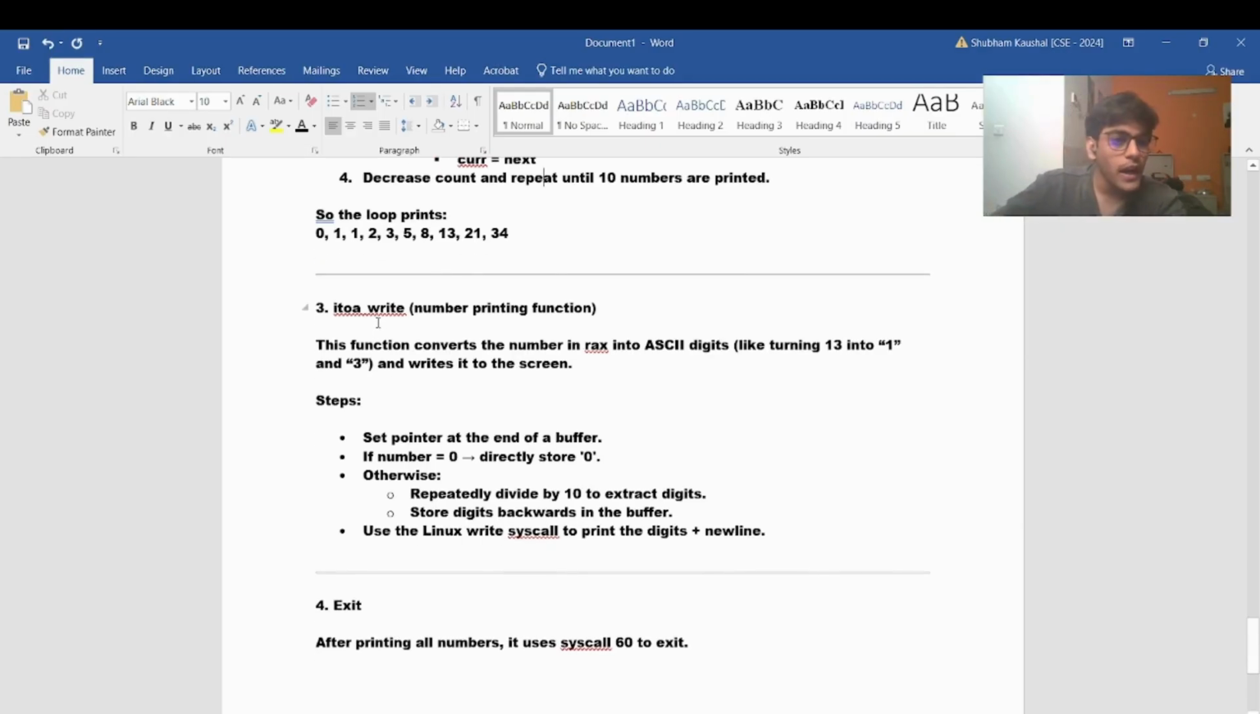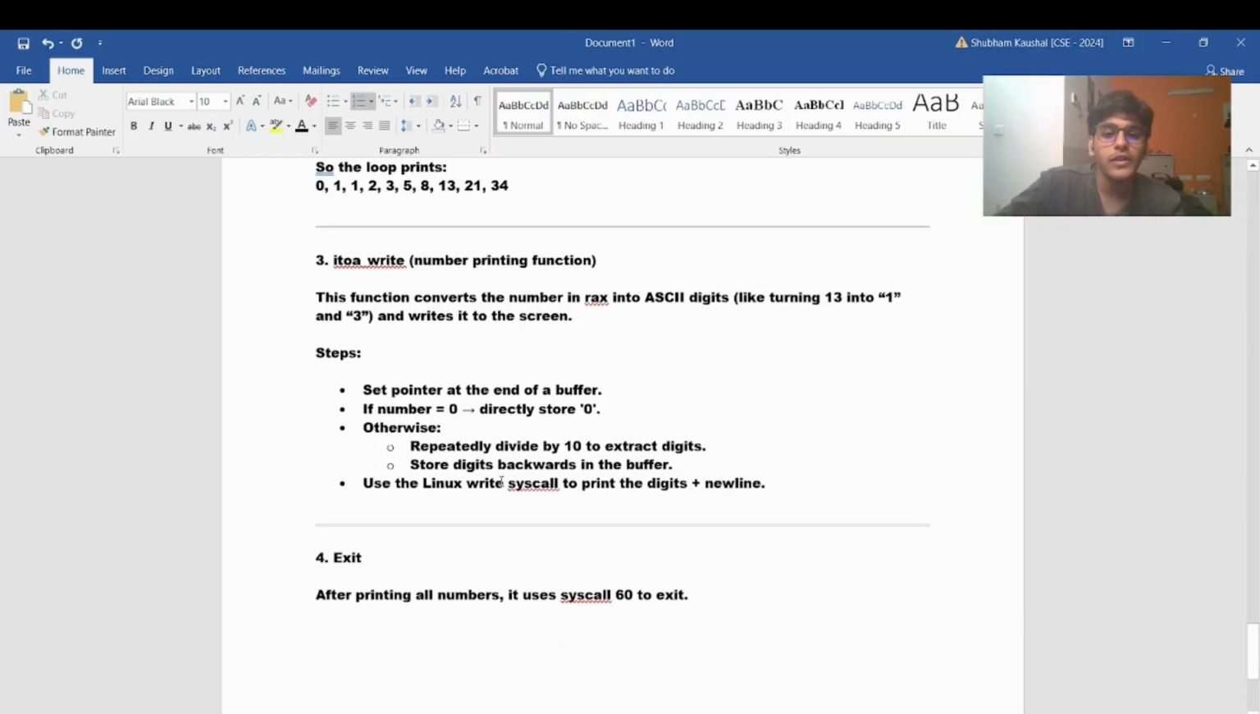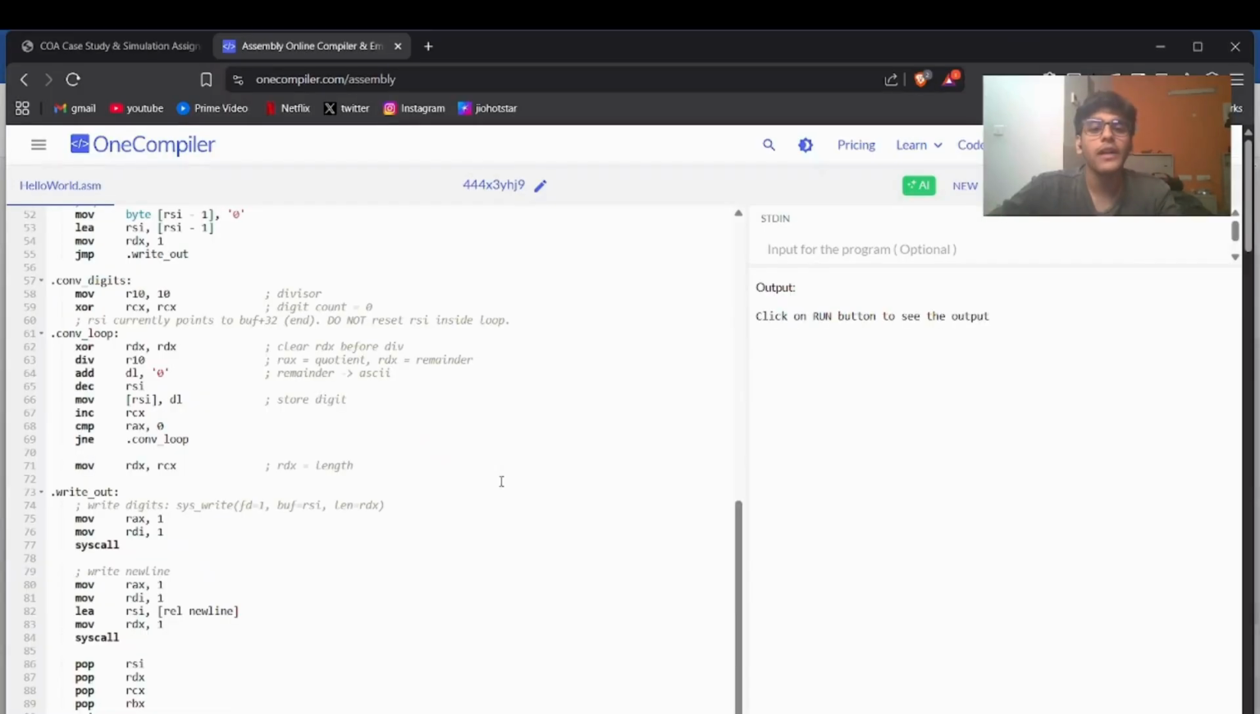Then we'll be talking about the I to R writing, which I had already mentioned. First we'll be converting it into ASCII digits. Basically, if it's 13, we'll be converting it to 1 and 3, and then it will be written on the screen. So we'll be dividing it by 10 to extract the digits. Then the digits will be stored backwards in the buffer, and then during the sys call, we'll be printing the digits plus the newline. So this is how the entire code works.